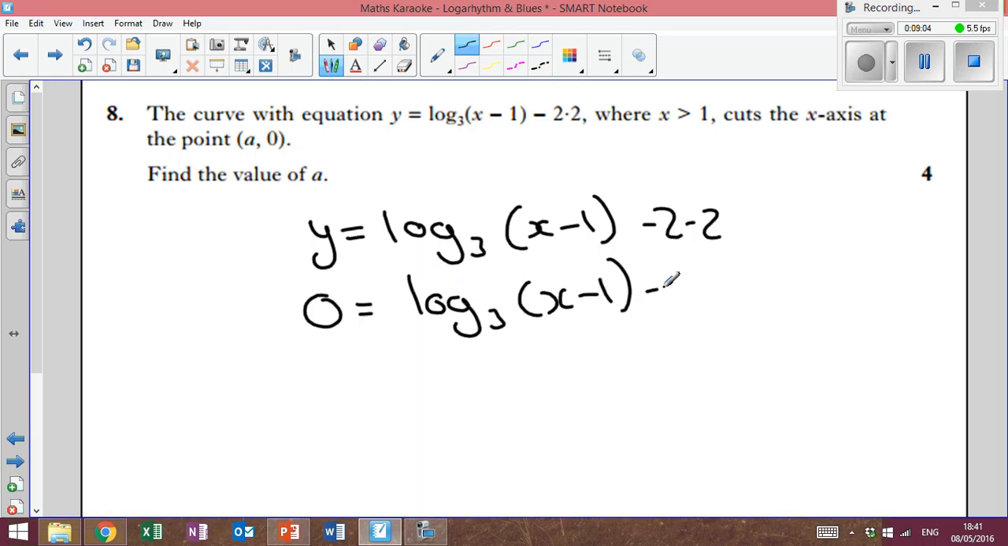Okay, and then, that's a 2.2, badly written. So the first thing we're going to do, well, let's add 2.2 to both sides to get that log isolated.